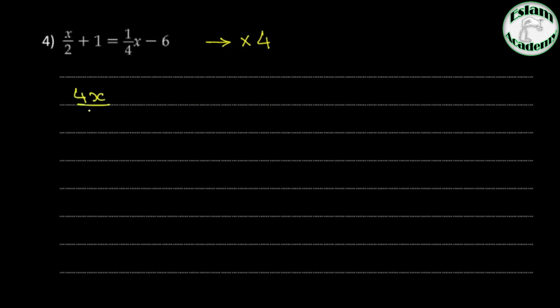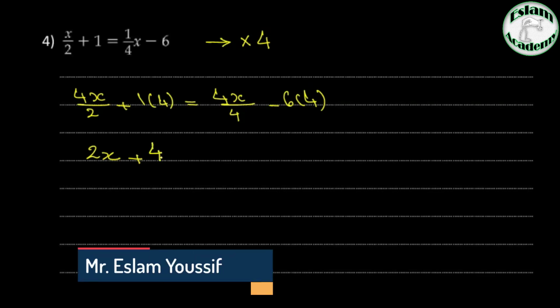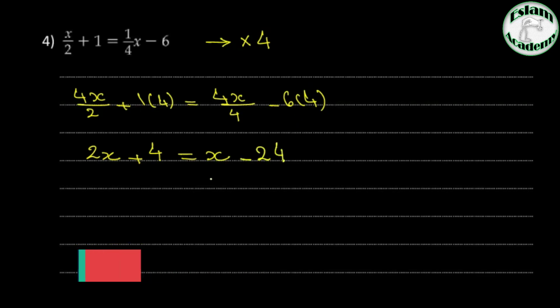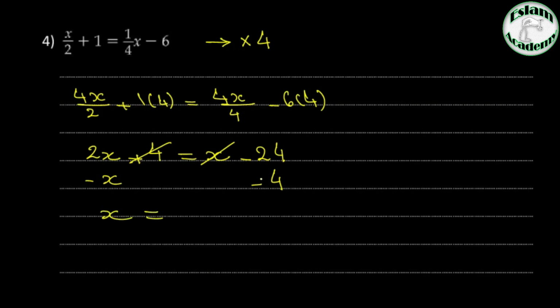plus 1 times 4 is equal to 4x over 4 minus 6 times 4. 4x over 2 equals 2x, plus 1 times 4 equals 4. 4x over 4 equals x. Negative 6 times 4 equals negative 24. Now we can subtract x and subtract 4. So the answer now: 2x minus x equals x. Negative 24 minus 4 equals negative 28.